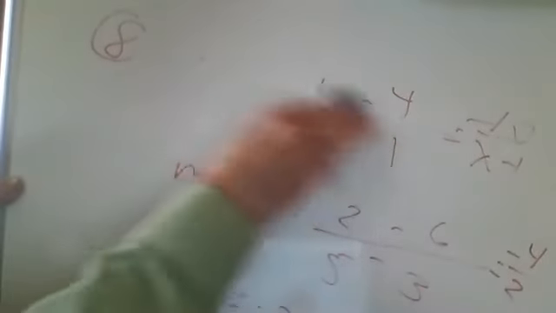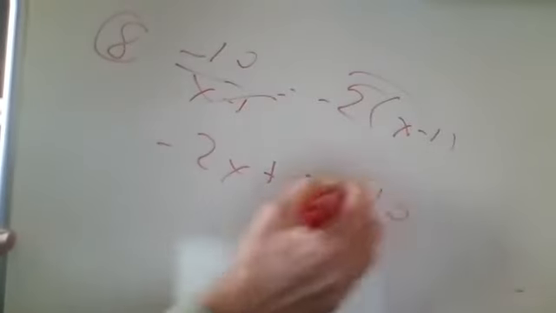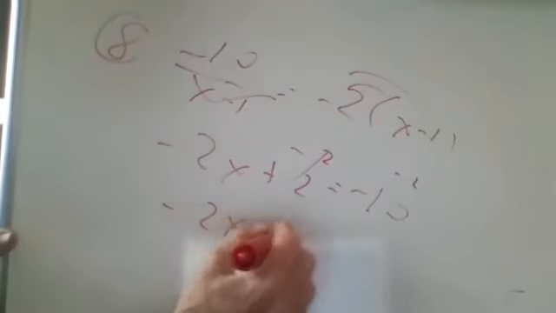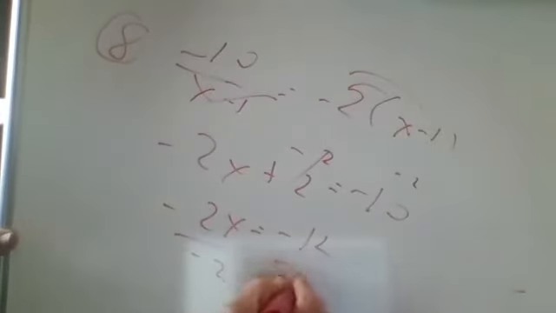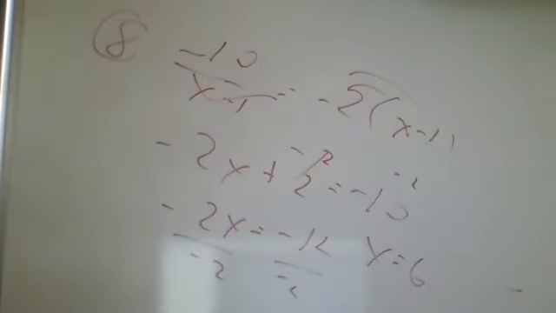So we're going to take our -10 over X minus 1, and that has to equal -2. So if I multiply both sides by X minus 1, then that gives me -2X plus 2 equals -10. Subtract 2 from both sides gives me -2X equals -12. Divide by -2 gives me X equals +6, which is answer B.